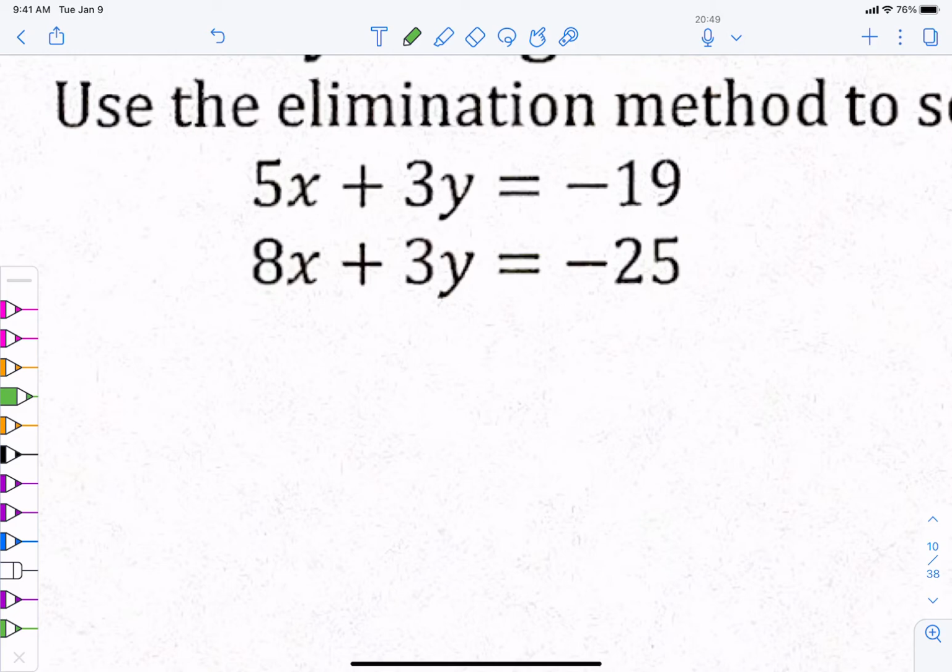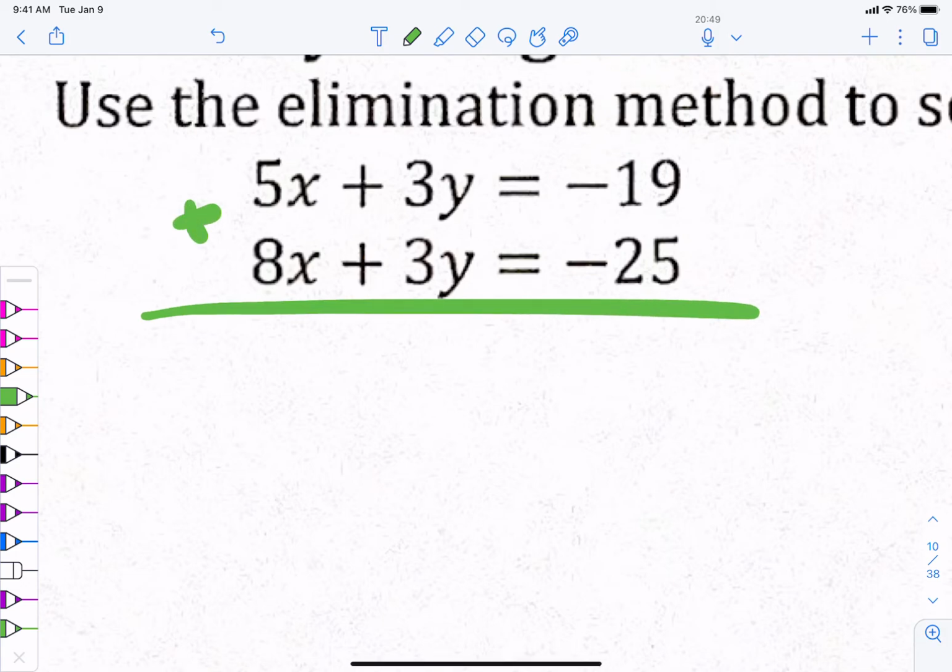Okay, so when you're eliminating, what we're going to end up doing is we're going to take these two equations and we're going to add them together, the top and bottom. Okay? All right, don't write this down. If I take 5x plus 8x, that gives me 13x. And if I take 3y plus 3y, that gives me 6y. What I want to have happen is I want to make it so that one of these variables cancel out. Which variable would be really nice to make it cancel out? The y's, the 3y and the 3y.